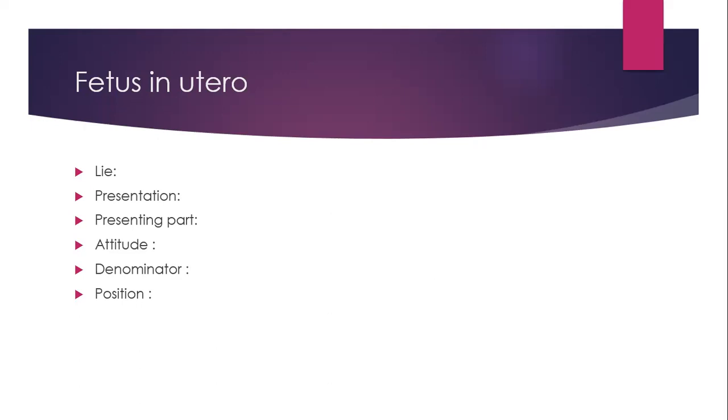Next is the position. So what is the position? The position means the relationship of the denominator to the different quarters of the pelvis. So how many positions are there? Left occipital anterior, left occipital posterior, right occipital anterior, right occipital posterior, then occipital anterior and occipital posterior. So those are the positions.